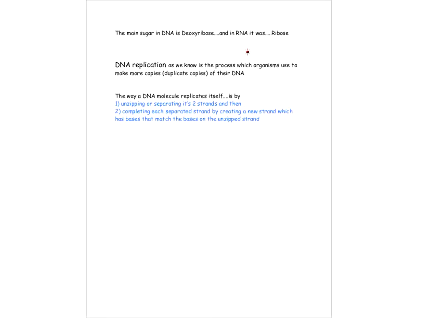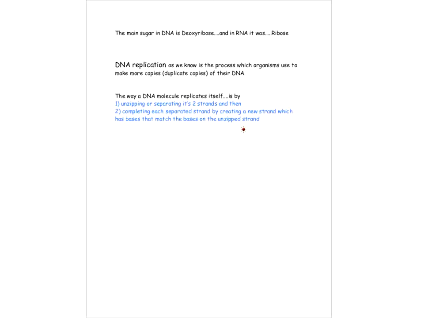Okay, now at this point we're going to look at a very important process, which is DNA replication. So this is the process organisms use to make more copies or duplicate copies of their own DNA. Now the way a DNA molecule replicates itself is in two steps. First of all, it unzips or separates its two strands, and then it completes each separated strand by creating a new strand which has bases that match with the bases on the unzipped strand.